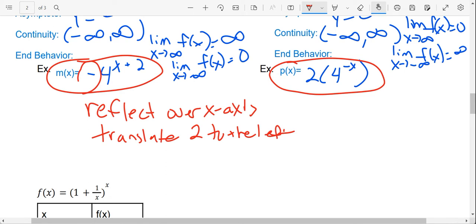And then for this one over here, we have a negative in the exponent, a negative with the x. When you have a negative with the x, it reflects over the y-axis. And we have a 2 on the outside, so it's going to be expanded vertically by 2.